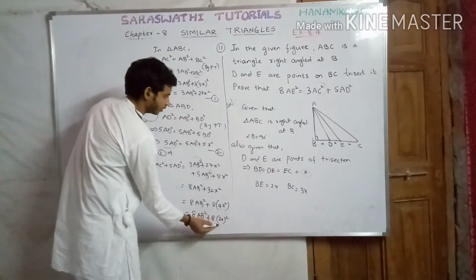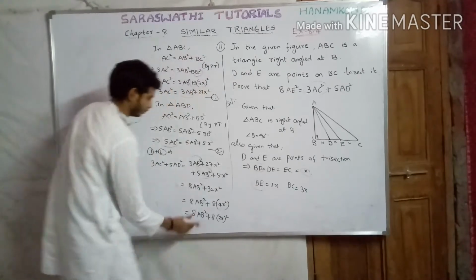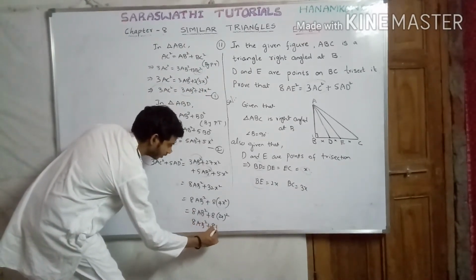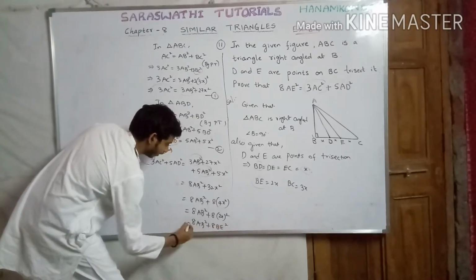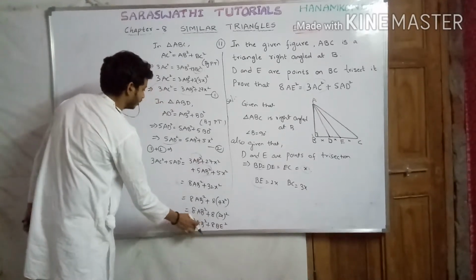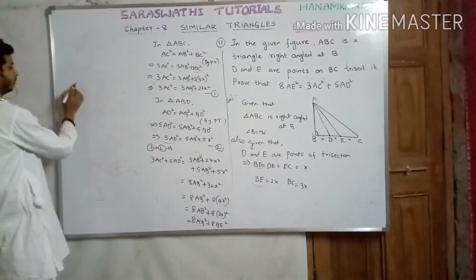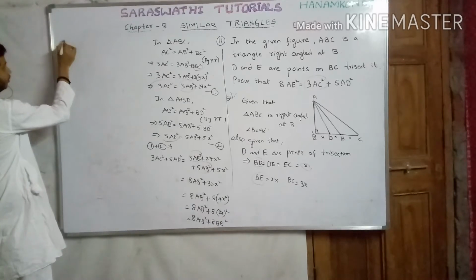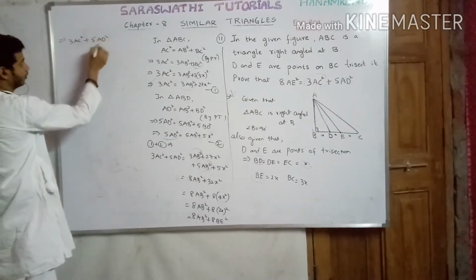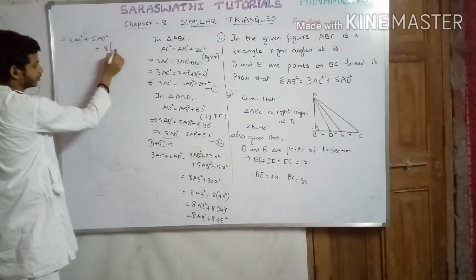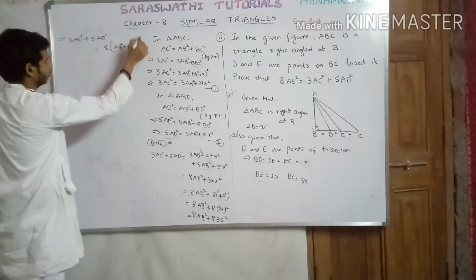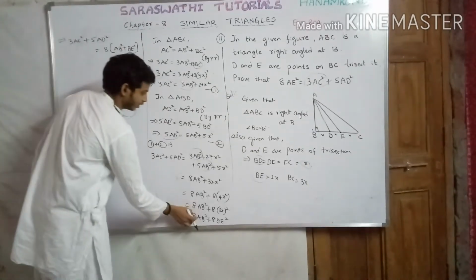Okay, so in place of 2x we can take it as b. So 8ab square plus 8b square, that means if we take 8 as common, we get 8 into (ab square plus b square). So it implies 3ac square plus 5ad square equals 8 into (ab square plus b square), where 8 is taken as common.